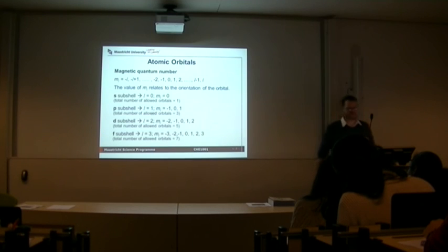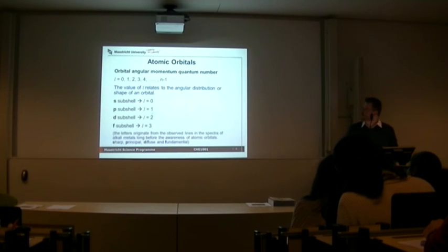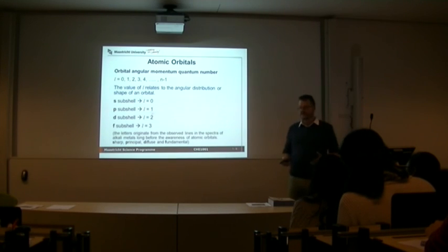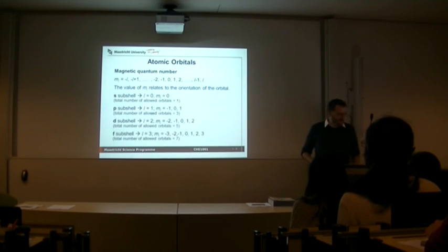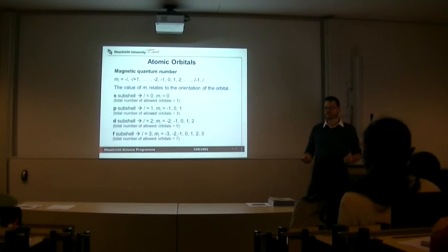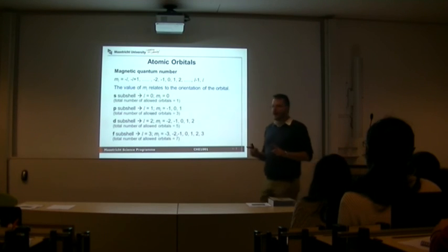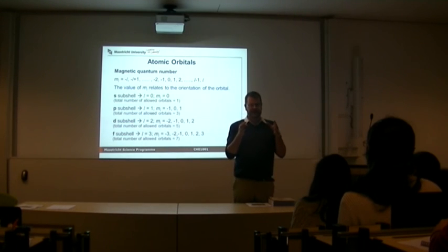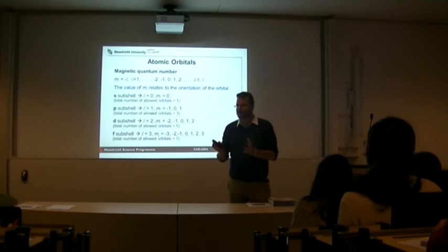So if L equals 0, we're talking about an s subshell type. The allowed ML values for that subshell type is what? 0. Only 0. Meaning, it only has one orientation in space. In other words, there's only one s orbital.